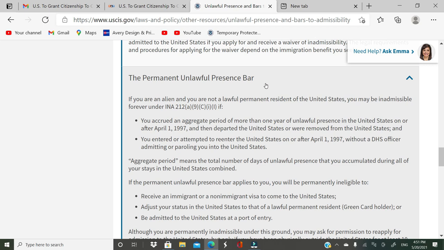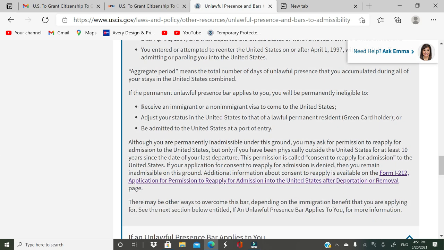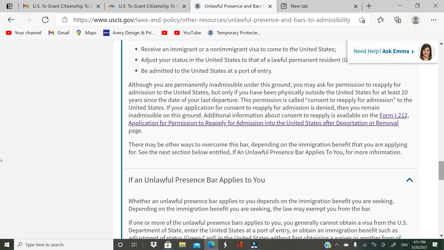And then the permanent one, we already explained that, is when a person, after accruing 1 year or more of unlawful presence, leaves the United States, and then attempts to re-enter the United States without admission or parole. That's when you trigger the permanent unlawful presence bar. The consequences are the same. You cannot receive an immigrant or non-immigrant visa, even if you're staying in the United States, or be admitted to the United States at a port of entry.